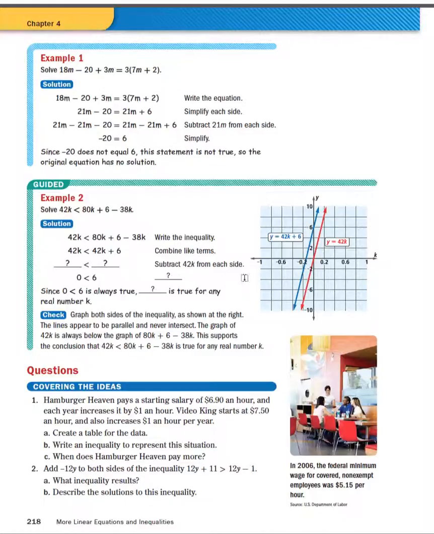What are we going to subtract? When we subtract 42k from both sides of the equation, what do we end up with? Well, 42k minus 42k is 0, plus 6, and we end up with 6 is greater than 0. 6 is greater than 0 is always true. Therefore, the original sentence is true for any real number k. We could graph this and check it. You can see from the graphs that they appear to be parallel lines.